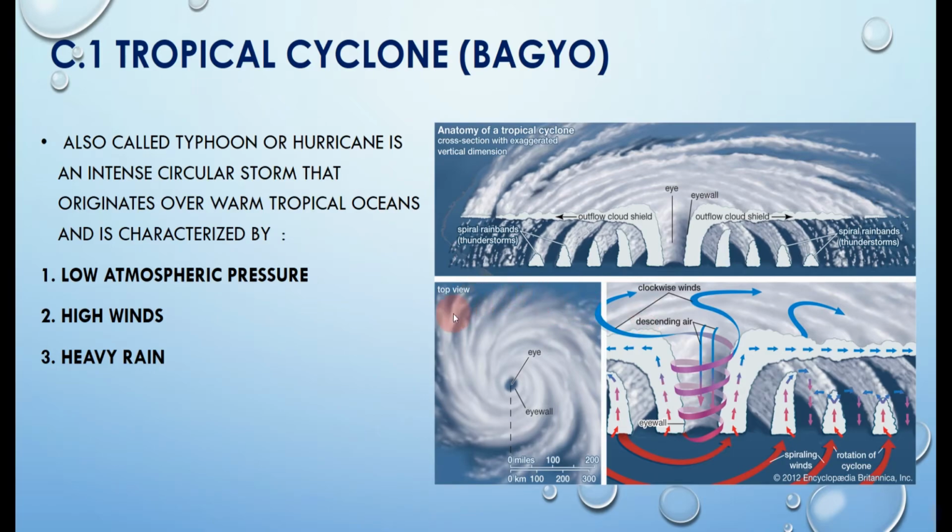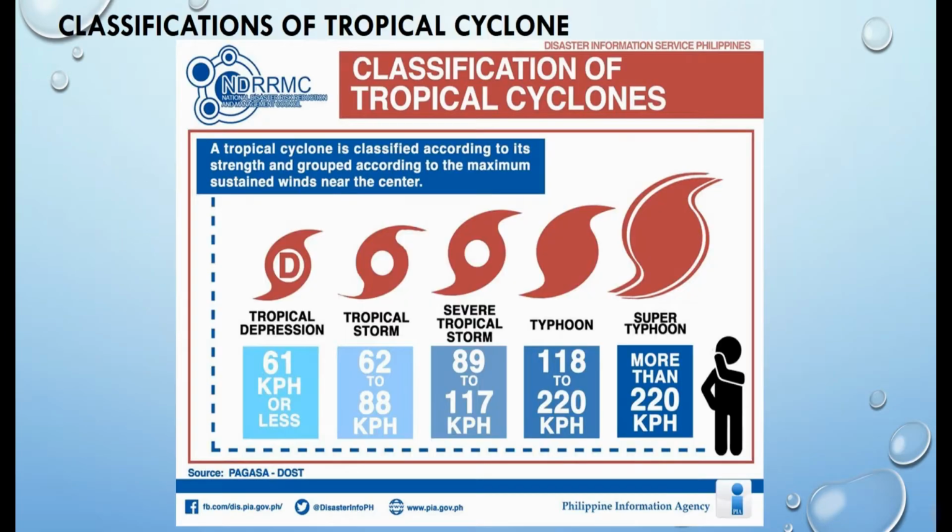So, a tropical cyclone has a distinct diameter, yung range na nasasakupan niya. A tropical cyclone can be classified according to the strength and grouped according to the maximum sustained winds near the center. So, if a tropical cyclone is only 61 km per hour or less, it is called a tropical depression.